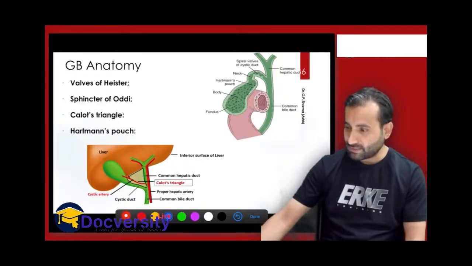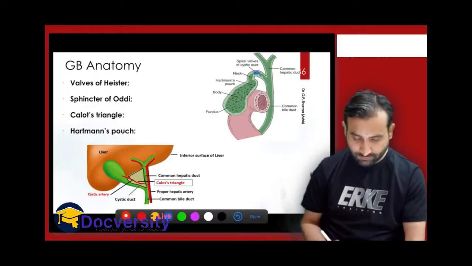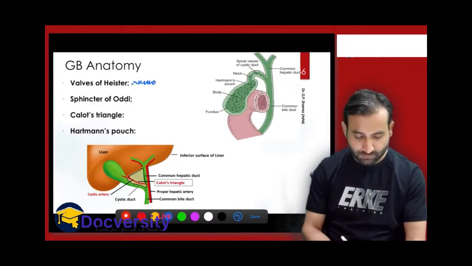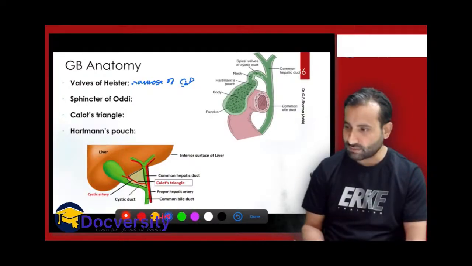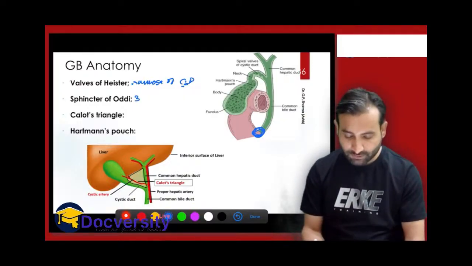Let's go to the gallbladder and cholelithiasis. You can see the valve of Heister. What is the valve of Heister? In the cystic duct, you have the mucosal folding. The mucosal folding within the cystic duct, that is called the valve of Heister. Mucosa of cystic duct, that is called the valve of Heister.